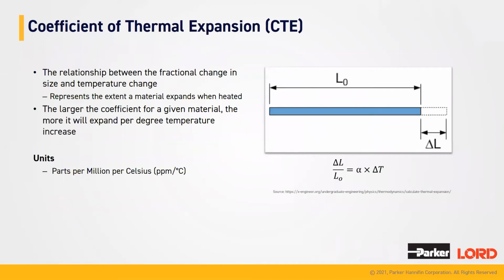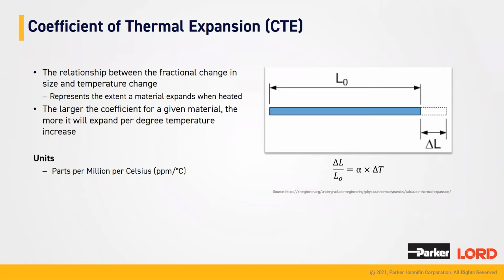Next on to the coefficient of thermal expansion. The coefficient of thermal expansion is the relationship between the fractional change in size and temperature change. So basically, it represents the extent a material expands when it is heated. So the larger the coefficient of thermal expansion for a given material, the more that it will expand per degree temperature increase.